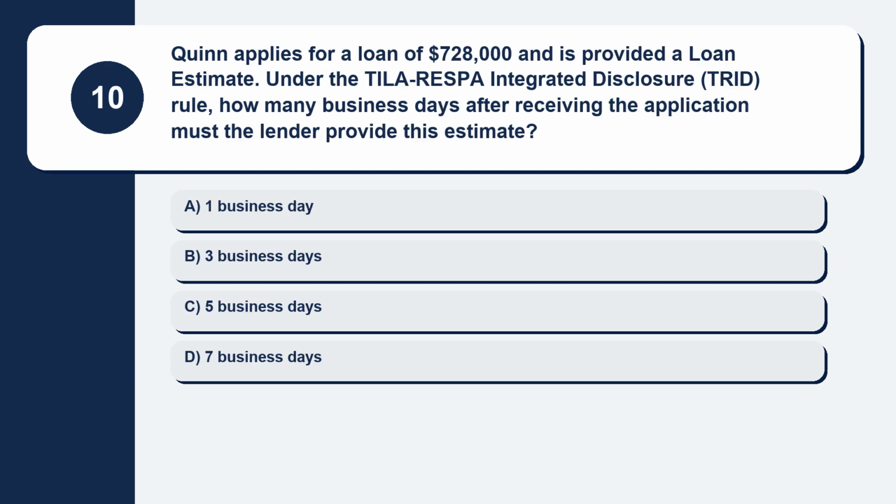Question 10. Quinn applies for a loan of $728,000 and is provided a loan estimate. Under the TILA-RESPA Integrated Disclosure (TRID) rule, how many business days after receiving the application must the lender provide this estimate? Here are your options.